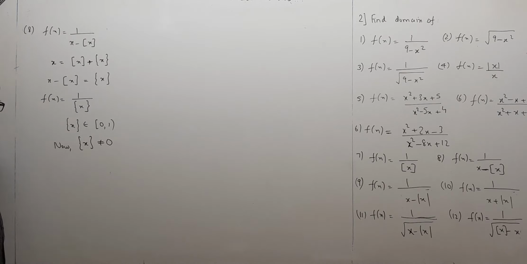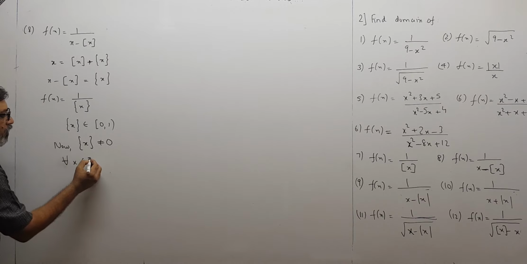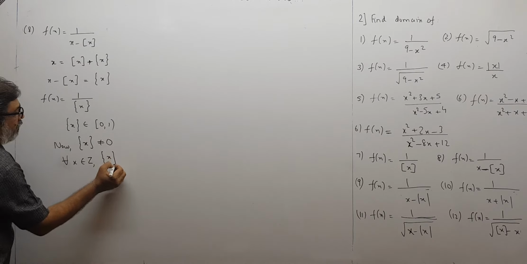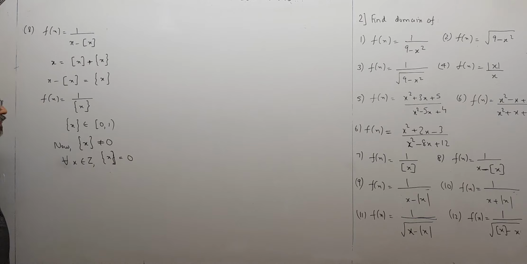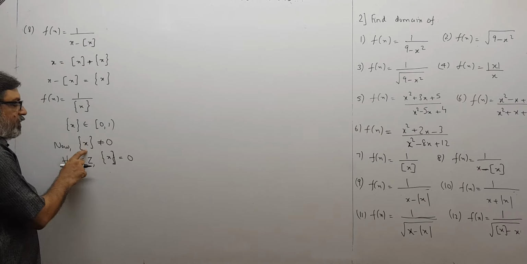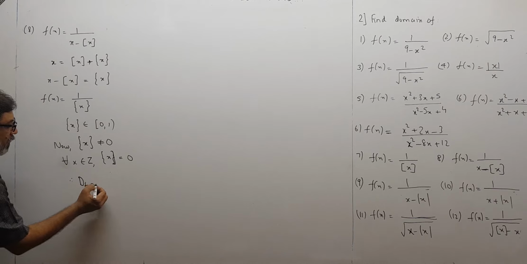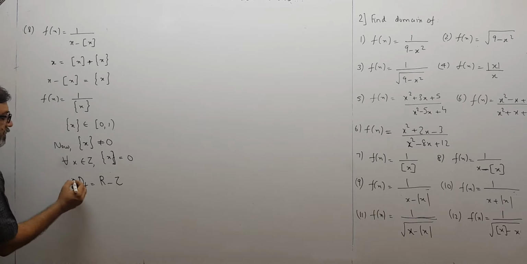I have to think for what values of x fractional part of x is 0. I know for all integer values fractional part of x is 0. I have told you in properties, for all x belonging to Z, fractional part of x is 0, that we know. That means this will create trouble for us. If we take x as an integer, fractional part will become 0, but we want fractional part to be not 0. That means x can be any number but not an integer, that will be the domain. So therefore the domain becomes R minus Z.